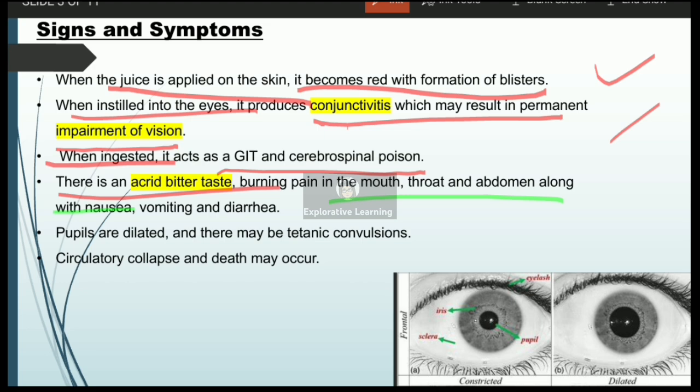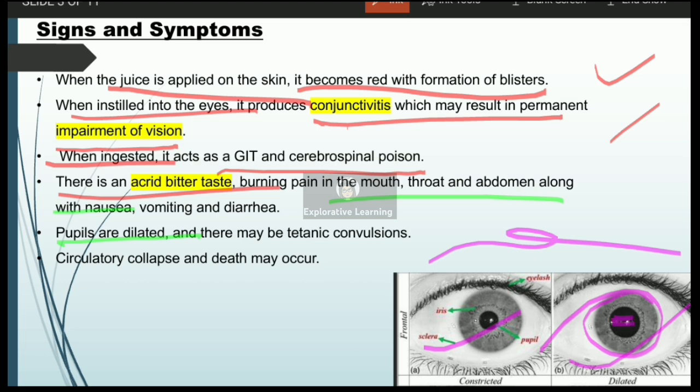Okay, then pupils are dilated. Now you must be thinking, what is dilation of pupil? Have a look at this. These two aren't the normal pupil size. This is a constricted pupil while this is a dilated pupil. A dilated pupil is increased in size as compared to the normal pupil.